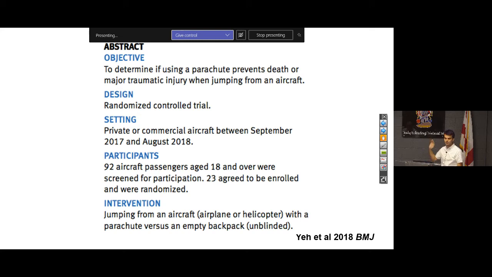And we're going to use private or commercial aircraft. We screen a bunch of people. A bunch of people say, no way, I'm not going to do this. But 23 people say, yes, I'm in. Let's do it. And the intervention is jumping out of an airplane or helicopter with a parachute or no parachute. So it's not blinded. So you find out right away. Here's your North Face backpack. You're jumping. In this case, you know if you got it or not.